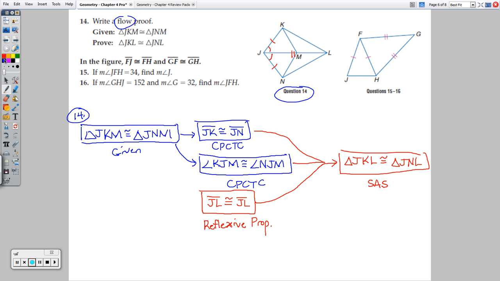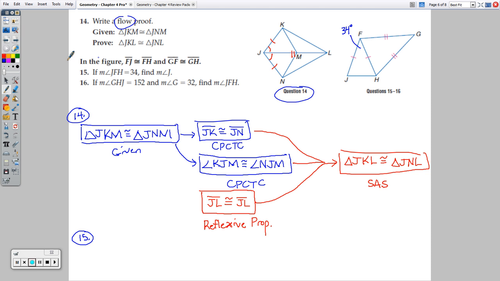And then for 15 and 16 we are using this picture. So 15, not having to write a flow proof or any type of proof for this one, but I am given some information here. So FJ congruent to FH, that's right here in the picture already. GF and GH also congruent in the picture already. And if the measure of JFH is 34, so JFH, saying that this angle is 34 degrees for number 15, find the measure of angle J.